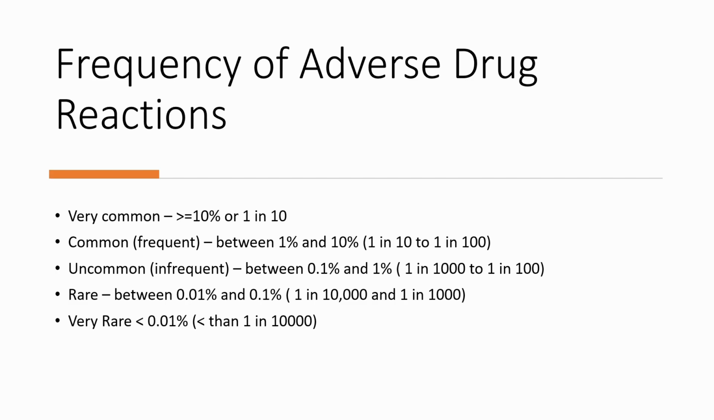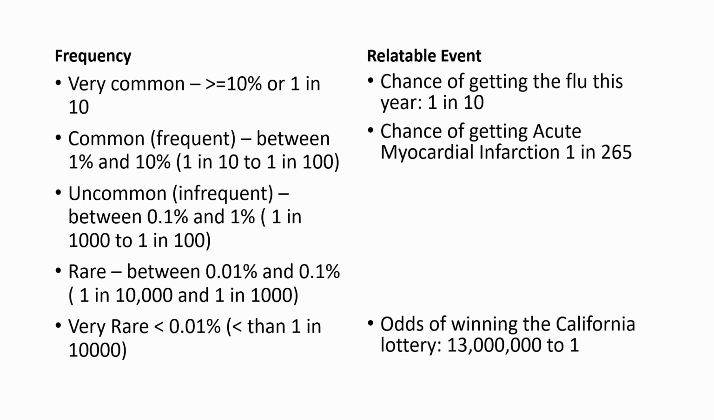So you have to frame risk in perspective. A good example is a relatable event or something that is more relatable. Like for example, you have very common, the chance of getting a flu is around 1 in 10. Take for example is common or uncommon, the chance of getting a heart attack is 1 in 265. And if you want to deal with very large numbers, odds of winning the lottery is 1 in 13 million.